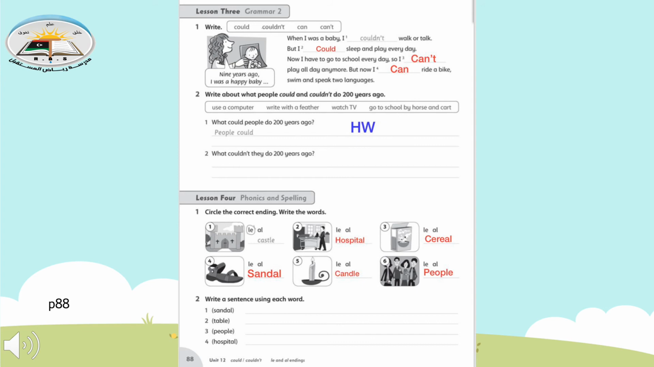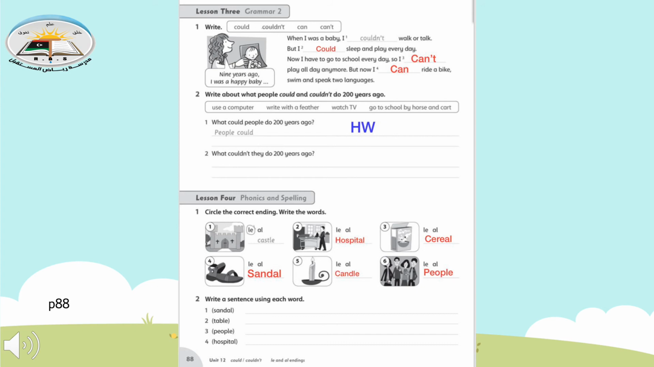But now I can ride a bike, swim and speak 2 languages. Number 2. Write about what people could and couldn't do 200 years ago.